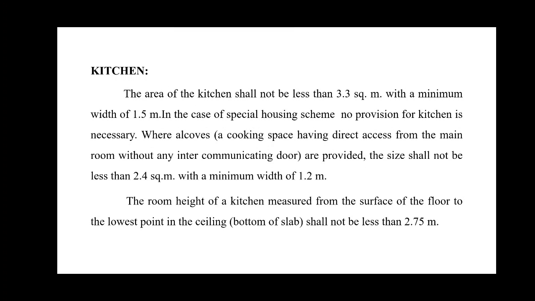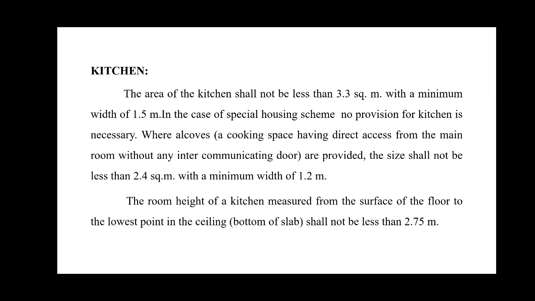For the kitchen, the area should not be less than 3.3 meters square with a minimum width of 1.5 meters. In special cases like housing schemes, no provision of a kitchen will be necessary. Here, a closed cooking space having different access from the main room without any intercommunicating door is provided. The size shall not be less than 2.4 meters square with a minimum width of 1.2 meters. It basically refers to having a kitchen adjacent to a living room wherein no partition wall is provided.